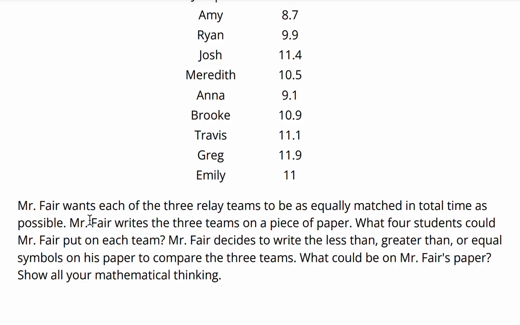So it says that he wants to create 3 teams, and he wants their times to be as close as possible. And he writes the 3 teams on a piece of paper. What 4 students could Mr. Fair put on each team? And he decides to write the less than, greater than, or equal symbols on his paper to compare the 3 teams. What could he have written?